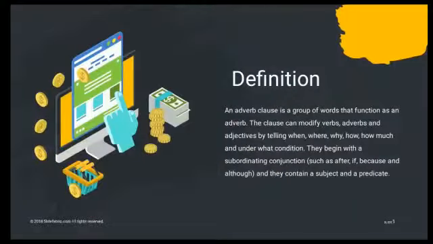Definition of an adverb clause. An adverb clause is a group of words that function as an adverb. The clause can modify verb, adverb, and adjective by telling when, where, why, how much, and under what condition. They begin with a subordinating conjunction, such as after, if, because, and although, and they contain a subject and a predicate. Adverb clauses are clauses that function as adverbs.